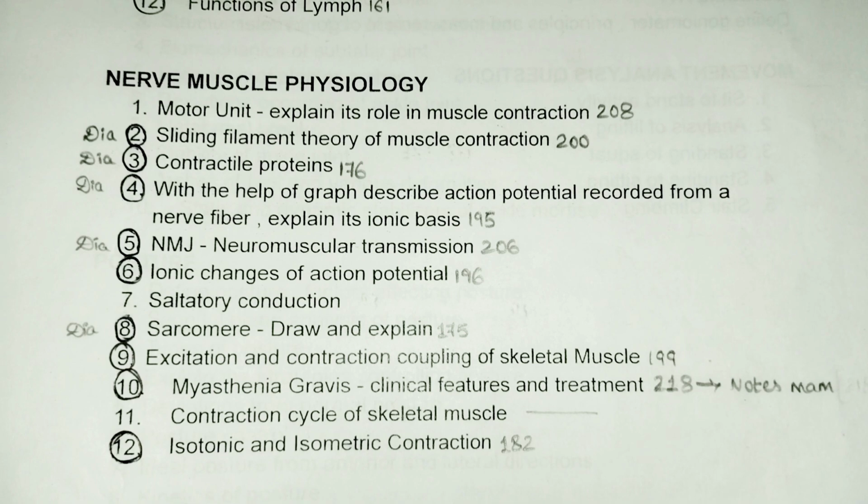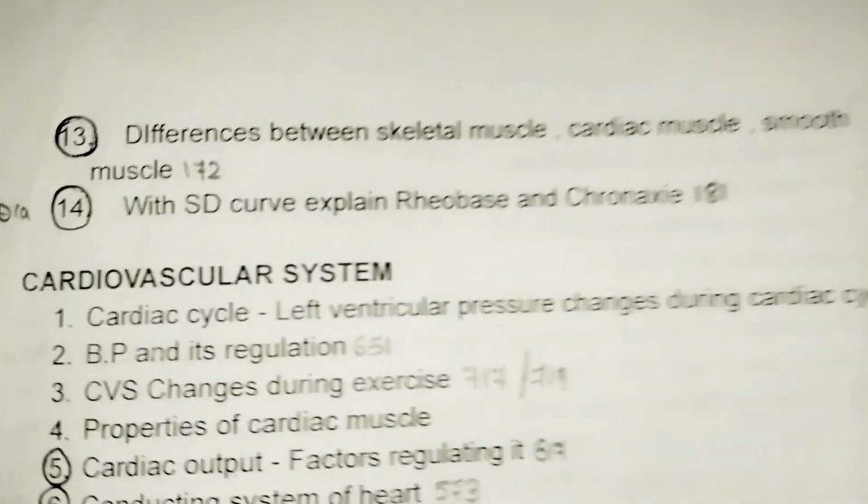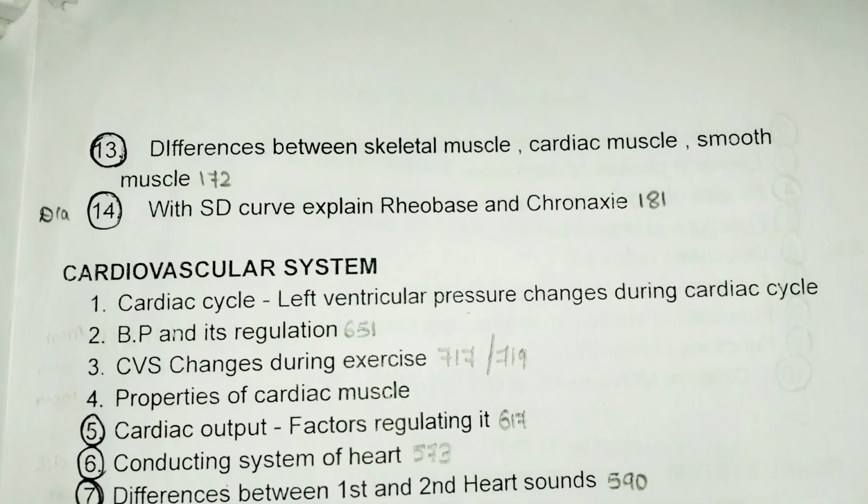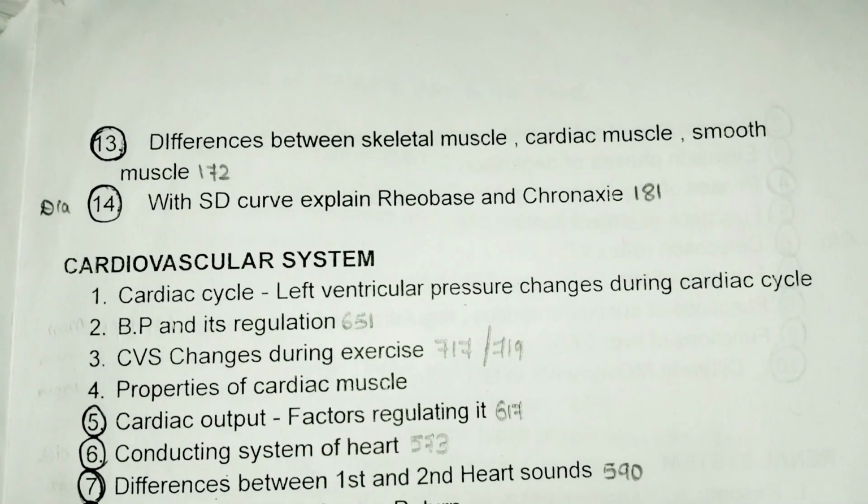12th one, isotonic and isometric contractions. 13th one, difference between skeletal muscle, smooth muscle and cardiac muscle. 14th one, with SD curve, explain rheobase and chronaxie. And this was all about this chapter. Now moving on to the next chapter, that is cardiovascular system.